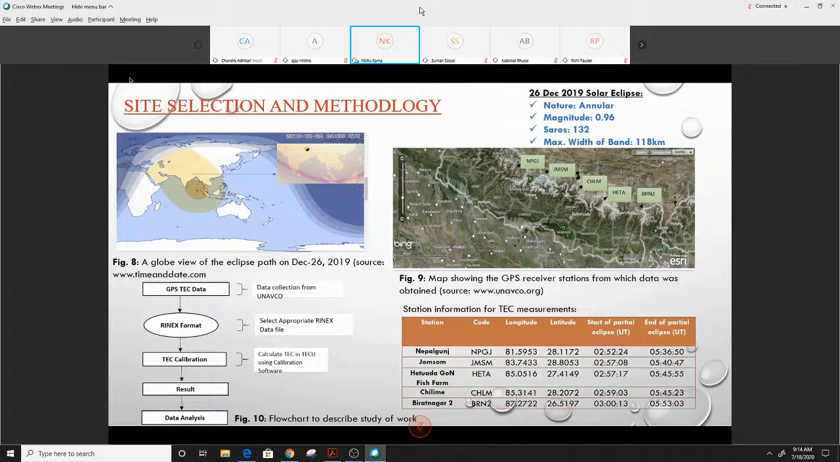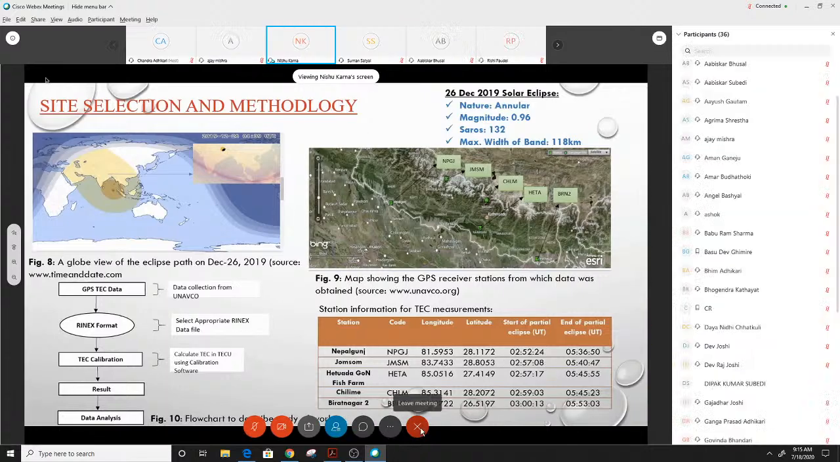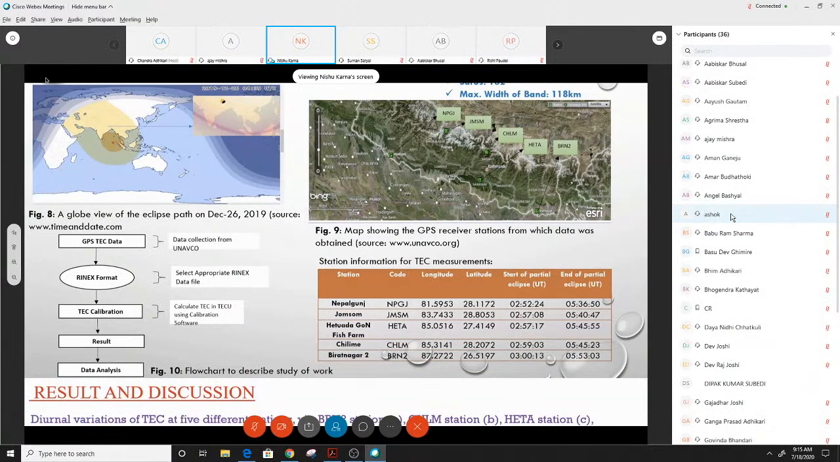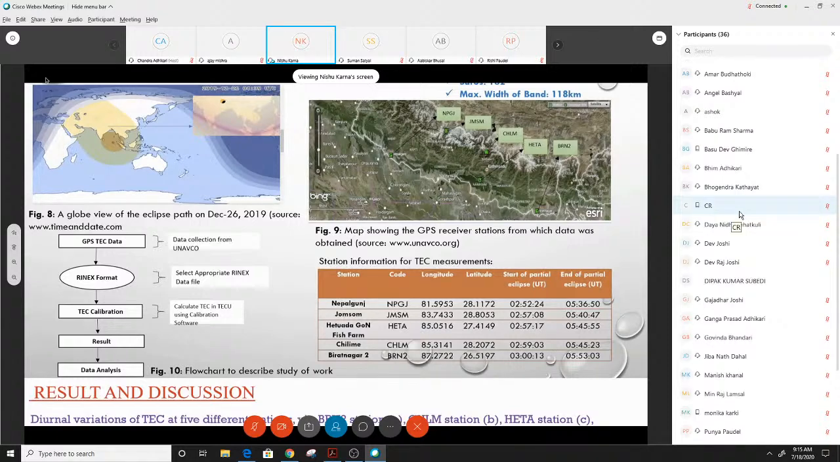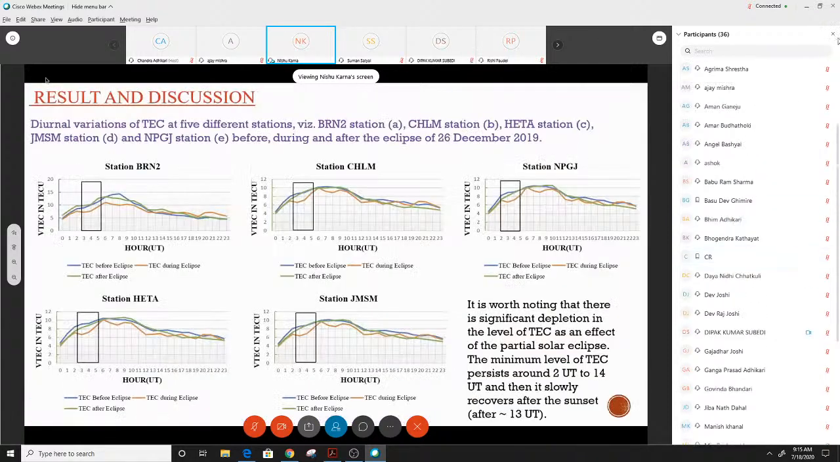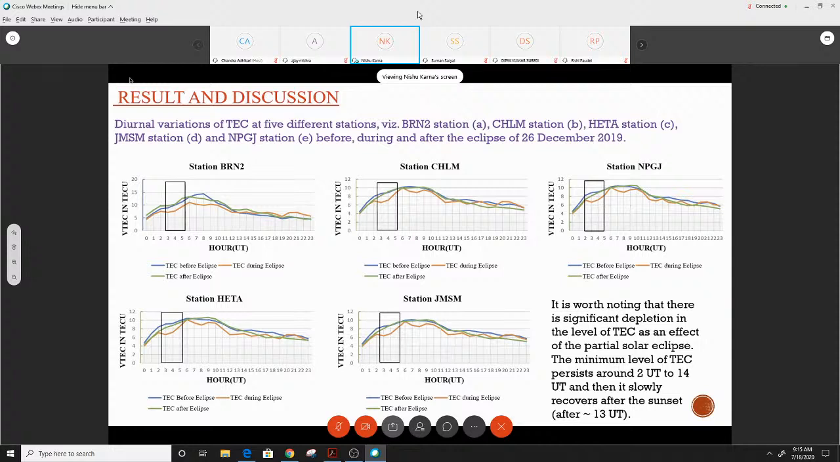Actually, these data are provided freely by UNAVCO in RINEX format, and then we later convert them into a user-readable format for further analysis. We collected the data by dividing the study into 3 different scenarios: 5 days before the event, which we consider as pre-event; the day of the eclipse, that is the main event; and 5 days after the eclipse, that we consider as post-event. Based on the methodology discussed above, the temporal variation of TEC before, during, and after the partial solar eclipse was studied using the GPS measurements, as we have mentioned before.